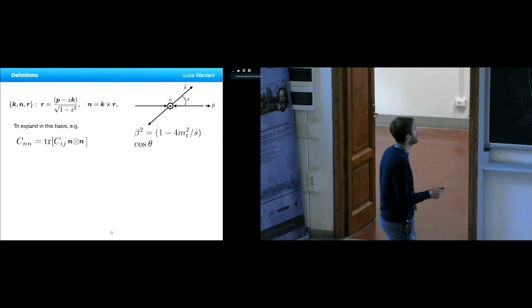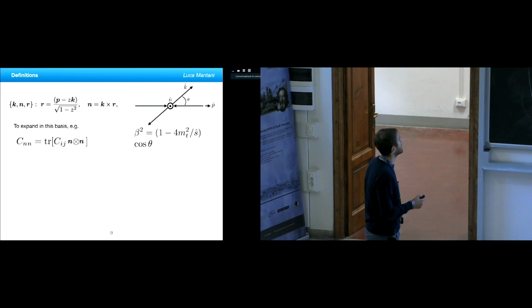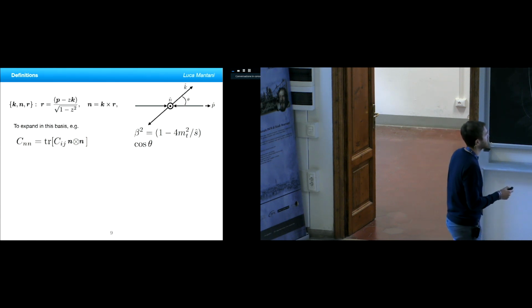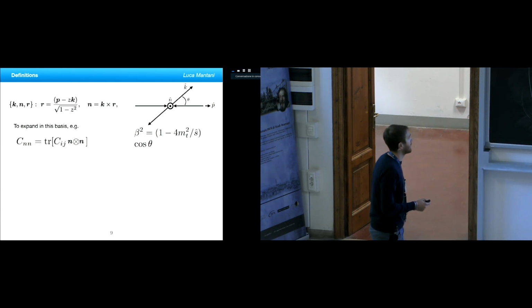Now, a bunch of definitions just so that we're all on the same page. The calculations that I will present later on are done with the usual helicity basis. When we talk about beta, we are talking about the velocity of the top quark, and cos theta is the polar angle with respect to the beam.